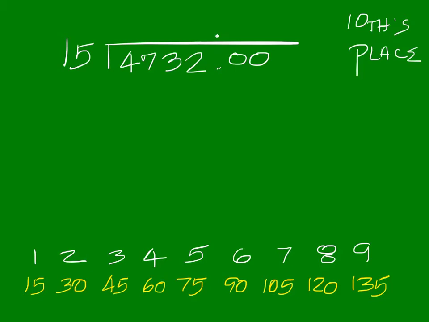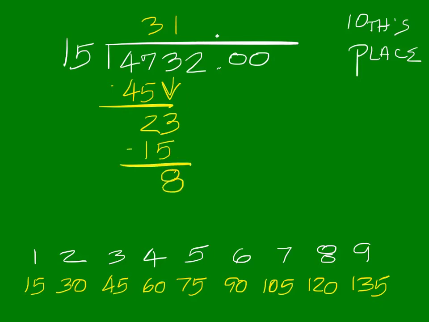You have to first look to see if 15 will go into 4. It does not. So go over to the second number. Will 15 go into 47? Yep. 3 times, which is 45. Subtract and get a 2. Drop the 3. Now 15 will go into 23 once. When you subtract, you get 8.